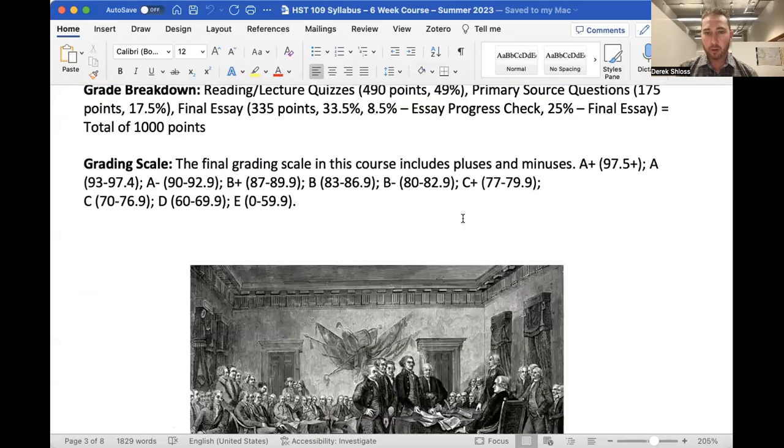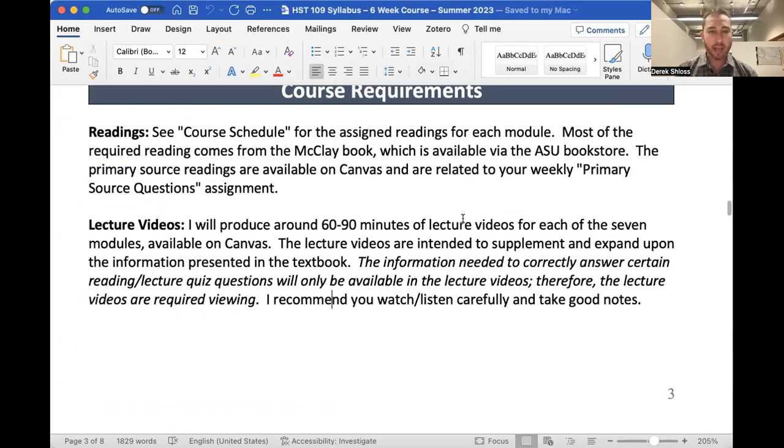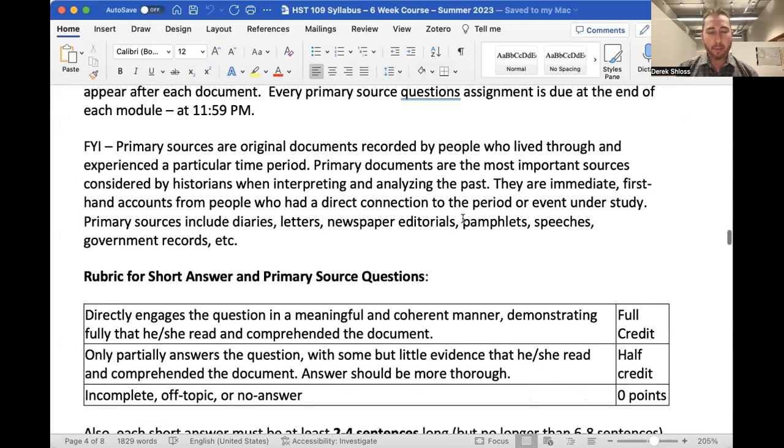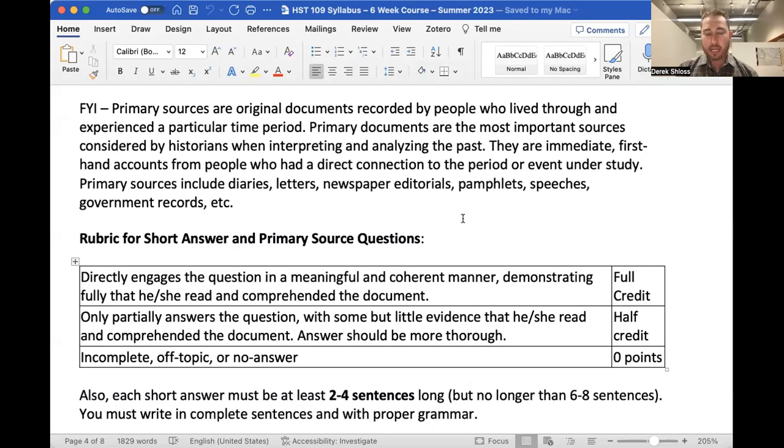Again, I would encourage you to read through this on your own. I'm not going to touch on every aspect of it. I mentioned primary sources. This is where I talk about what primary sources are. It says, FYI, primary sources are original documents recorded by people who lived through and experienced a particular time period. Primary documents are the most important sources considered by historians when interpreting and analyzing the past. They are immediate firsthand accounts from people who had a direct connection to the period or event under study. Primary sources include diaries, letters, newspaper editorials, pamphlets, speeches, government records, etc.